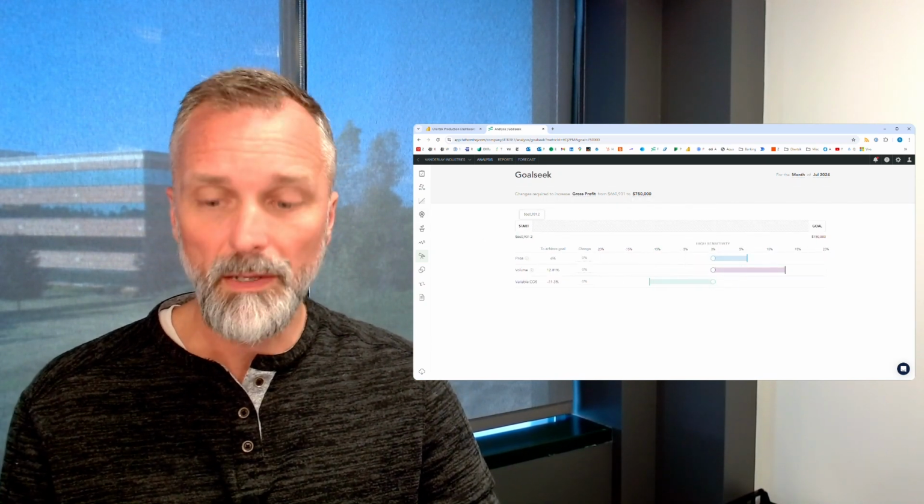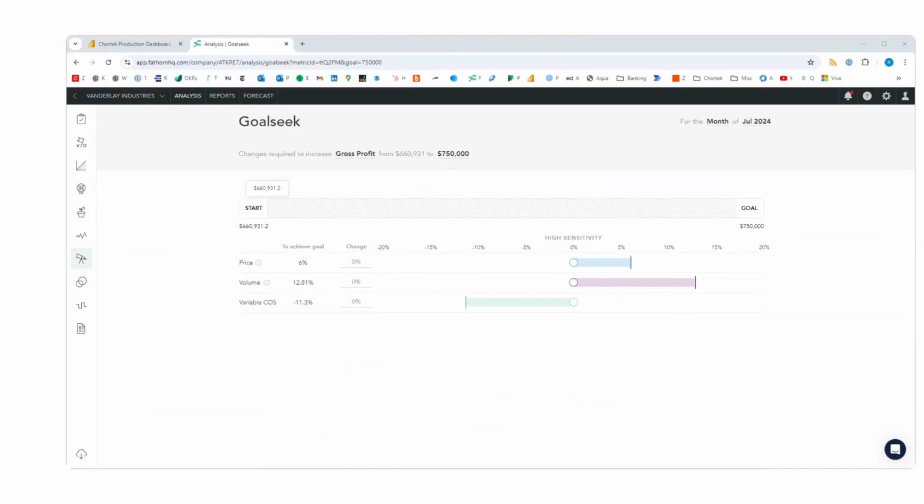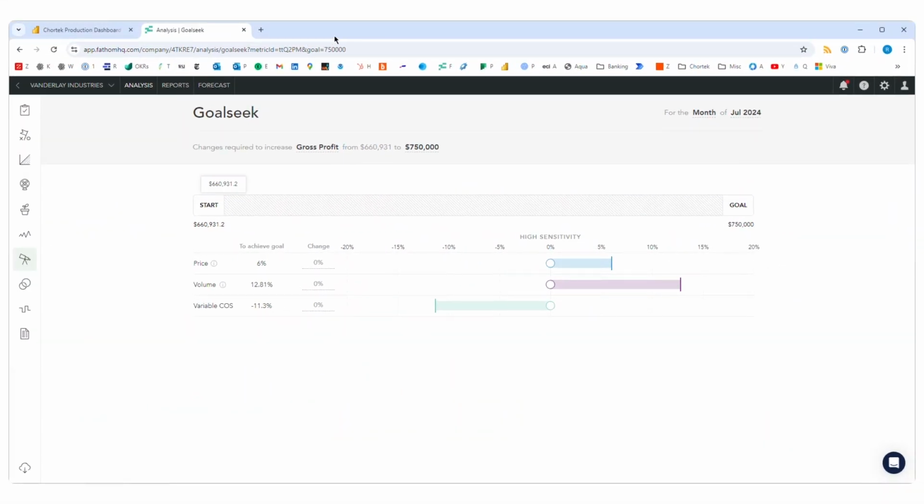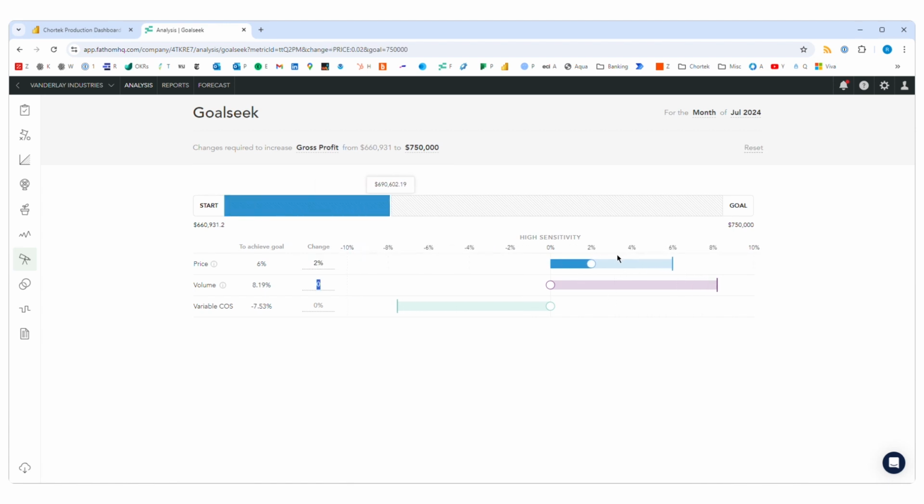And the question is, well, what is it going to take to do that at a very high level? So I can go in here and just assume roughly a 2% increase in pricing. It's easy to click a button and just do that, but the point is, if I increase prices roughly 2%, I've got two other pillars that I need to move in order to get to my total goal of $750,000 for a given month.